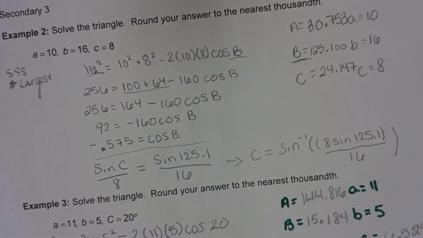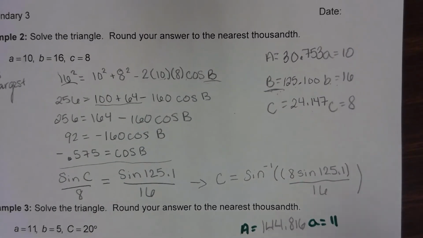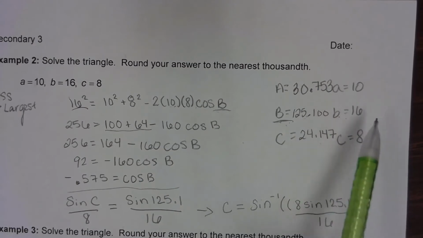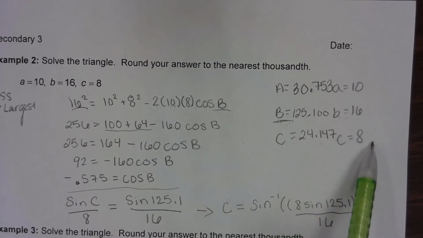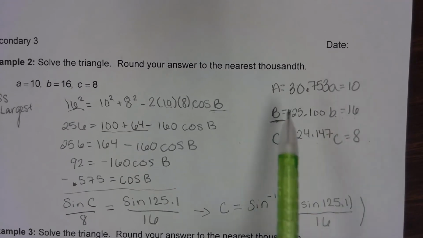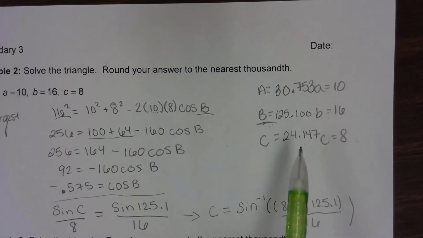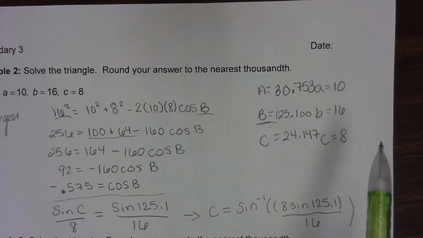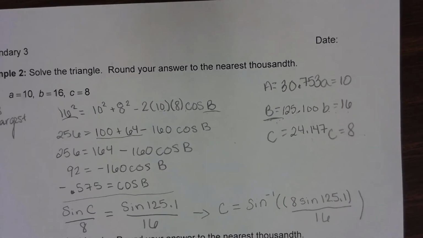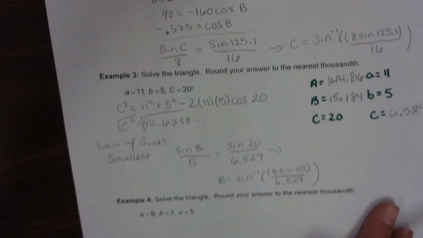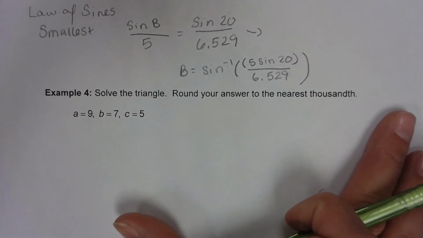Do you remember how to do a quick check to see if you're on the right path? Larger angle, larger side. Smaller angle, smaller side. If that didn't match up, you know you did something wrong. And if it matches up, it doesn't mean you're 100% correct, but you're on the right track. Alright, let's do one more example together, and then we are all done.